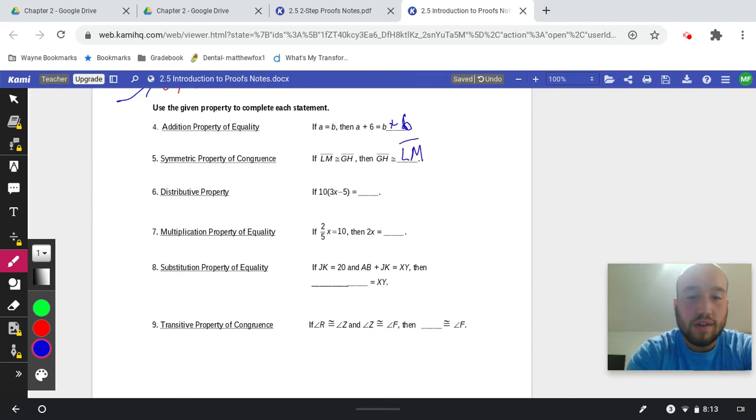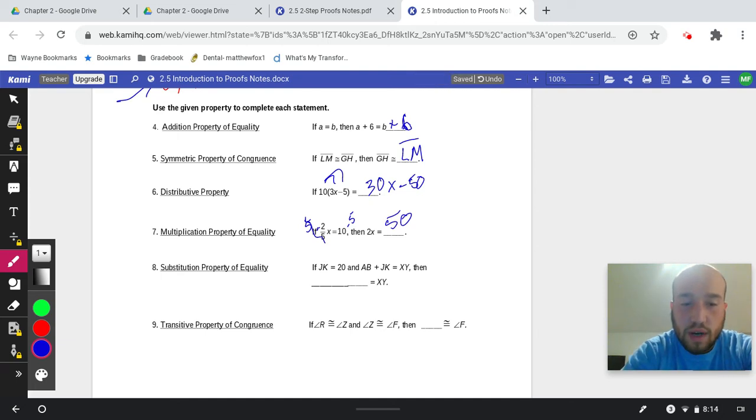Distributive property, you guys are good at this one. We distribute that in. We'll get 30x minus 50. Multiplication property, if 2 over 5x equals 10, then 2x, here I can multiply by 5, that will cancel. If I do it to one side, I got to do it to the other. 5 times 10, hopefully you know, is 50.